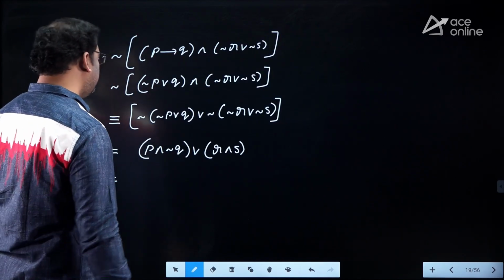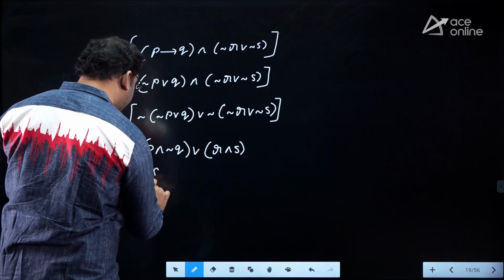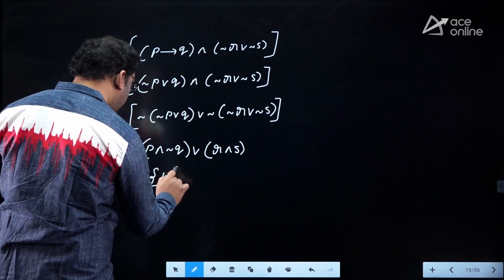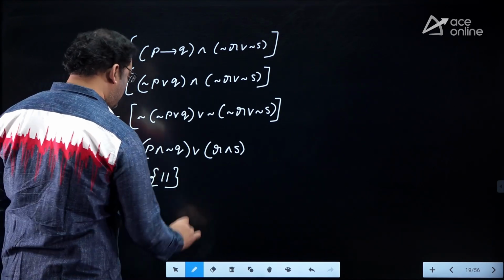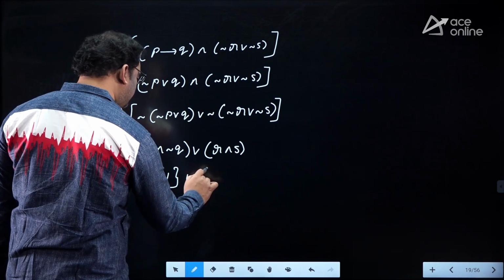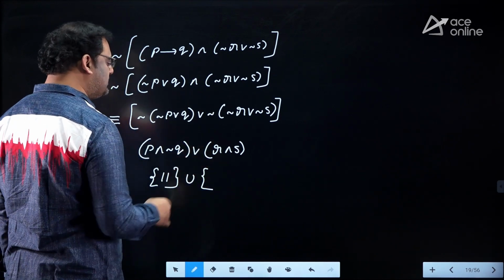So what do you say? P and not Q can be satisfied by the integer 11, or just like a union. R and S, what is R?